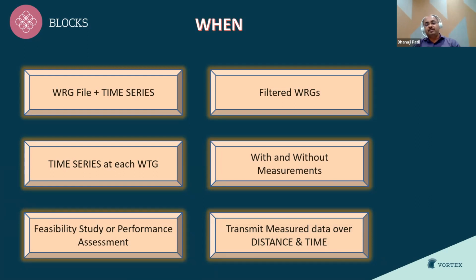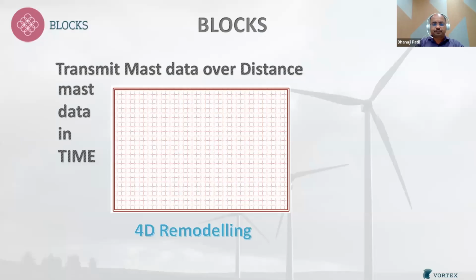I mean, most of the time, the wind analyst comes to us and says, okay, we have measurement at this particular point, and we want to develop or study the site area, which is about 10, 15, 20 kilometers from the metmast location. And these blocks run can help us to transmit this measured data from one point to another, over a distance, I can say, and we can also transmit in time also. So let us see with one example.